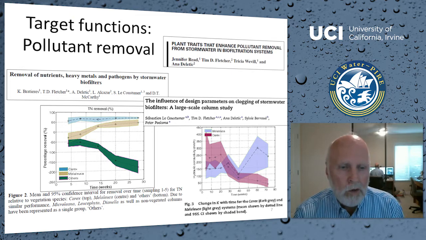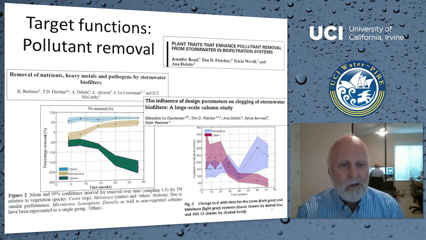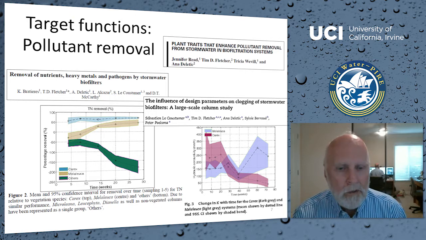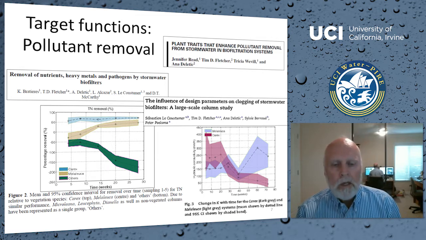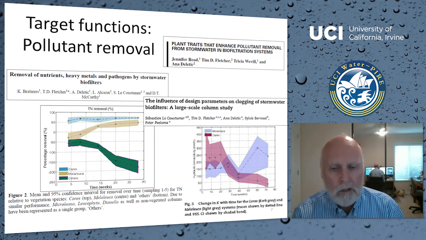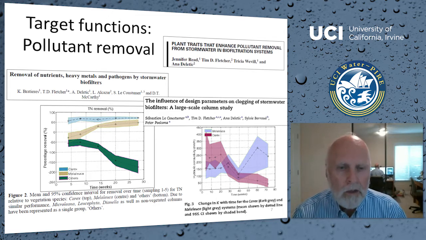Melaleuca starts out lower but reaches up close to Carex, and the other species are actually worse in the sense that they're releasing nitrogen as opposed to removing nitrogen. So there's clearly species differences here. And similarly, on the graph to the right, we just see how two different species influence the conductivity, the ability of water to move through the biofilter media. And there's some other studies too that I'm not summarizing here.